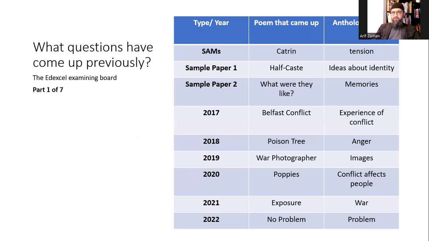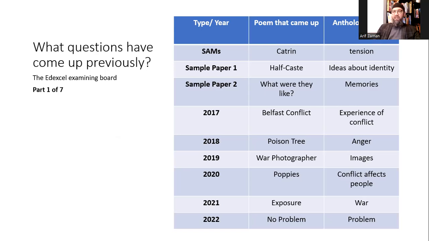Well, I've looked at the sample assessment material, the sample paper, and all the exam papers from 2017 to 2022. The poem that came up for the sample assessment paper was Catherine, and the anthology theme connected to that poem was tension. Discuss the theme of tension. Sample paper 1, it was Half-Caste that came up, and it was about identity. Ideas about identity was the question on that theme.